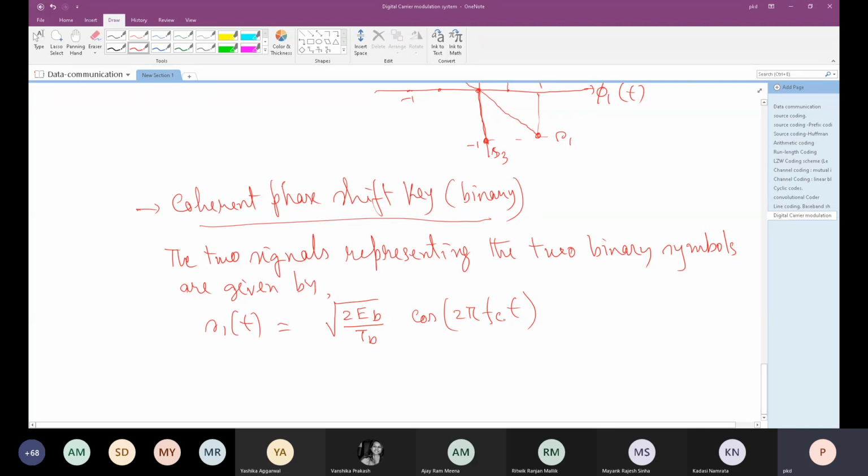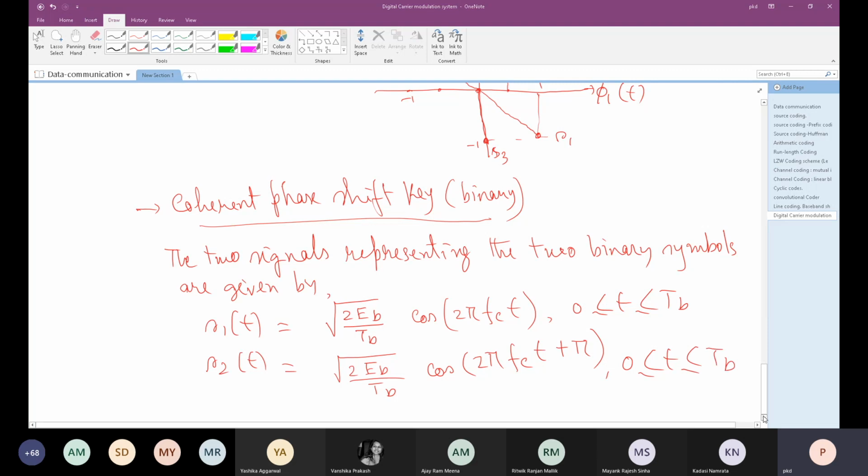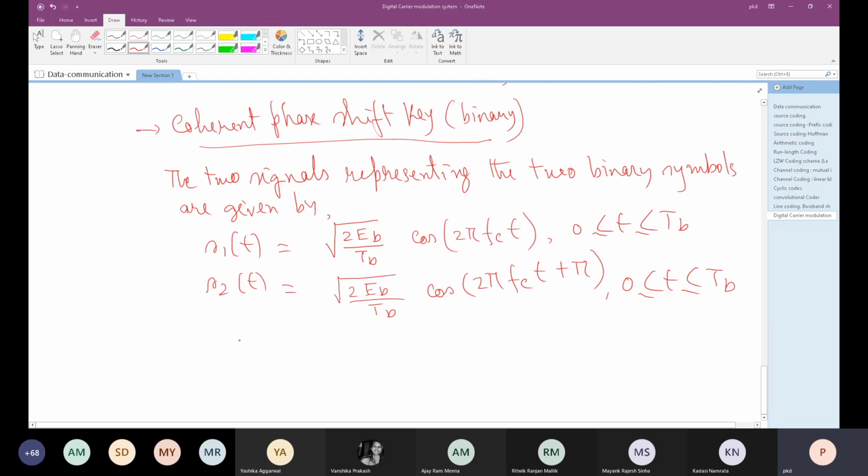So one symbol could be where phase is 0. Another symbol could be represented by √2 EB by TB cosine of twice pi FCT plus pi, that is the pi phase difference. So both are of course defined for 0 less than or equal to t less than or equal to TB. That is for a period of TB, capital TB.